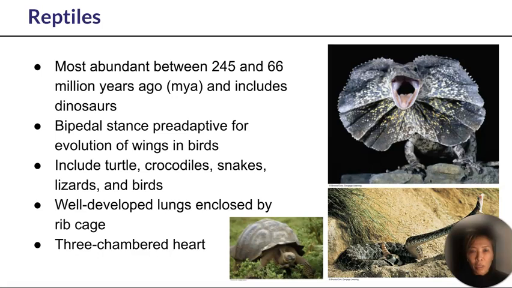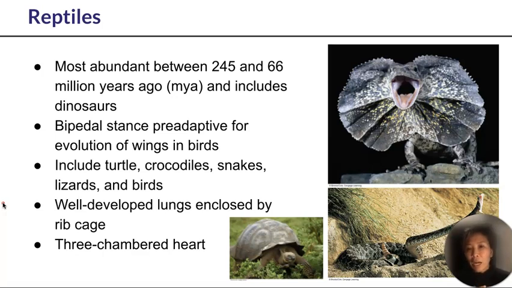So reptiles will fall under the amniotes, and it is believed that they were very abundant between 245 to 66 million years ago, and would include dinosaurs. Some of the characteristics that we're going to observe with reptiles is we start observing the bipedal stance. That's pre-adaptive before they start evolving wings in birds. Reptiles include turtles and crocodiles and snakes and lizards and also birds, right? And it would also include dinosaurs.